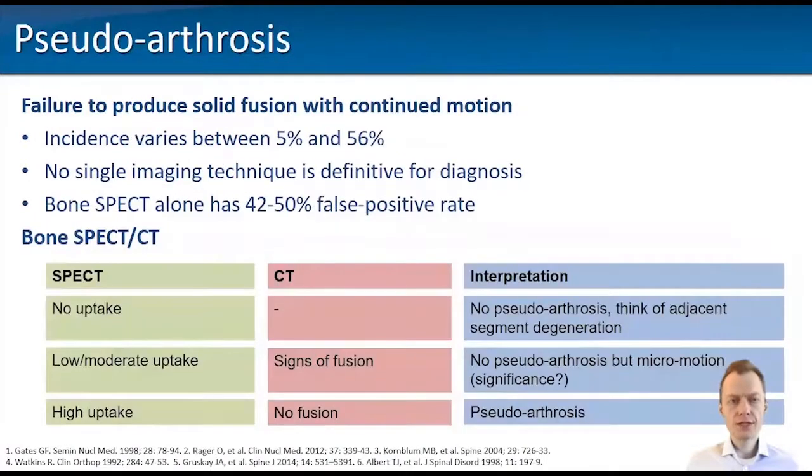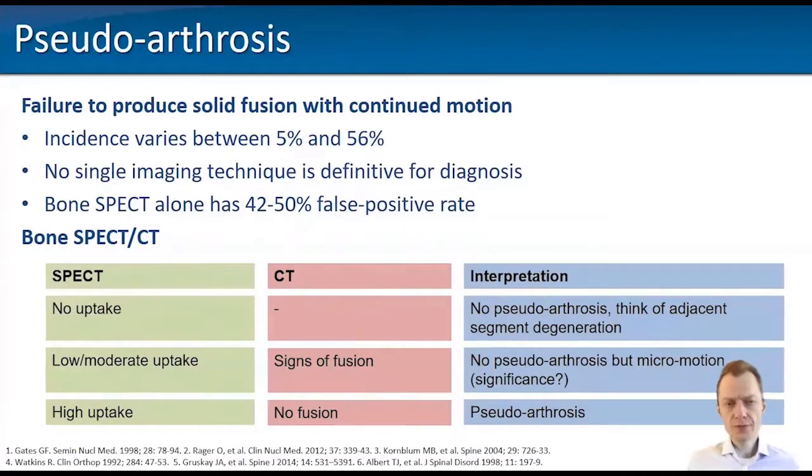Pseudo-arthrosis is defined as a failure to produce solid fusion with continued motion in the segment, and the incidence varies between 5% to 56%, depending on comorbidities and other risk factors within the population. Unfortunately, it remains difficult to diagnose as there is no single imaging technique that can give you a definitive diagnosis. And bone SPECT in itself, we know, has a very high false positive rate, up to 1 out of 2 patients, so not really clinically useful.